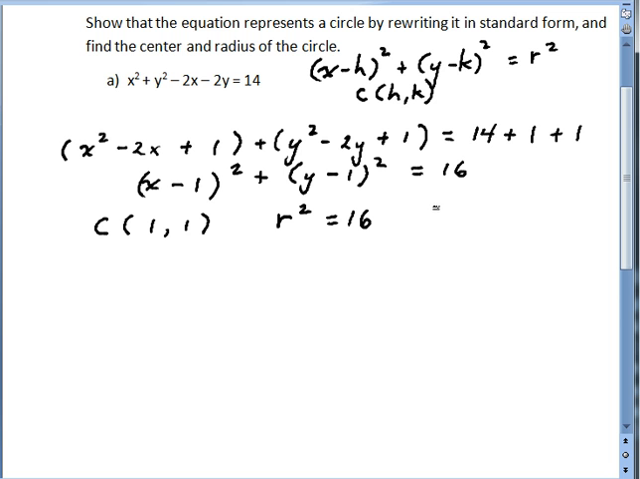Using the square root principle gives us that the radius is plus or minus the square root of 16, plus or minus 4, but of course we're only going to use the positive 4 here because a radius is always positive. So we have center at (1, 1) and radius 4.